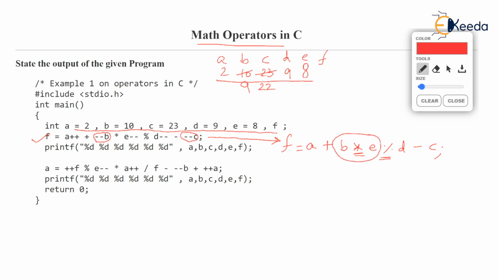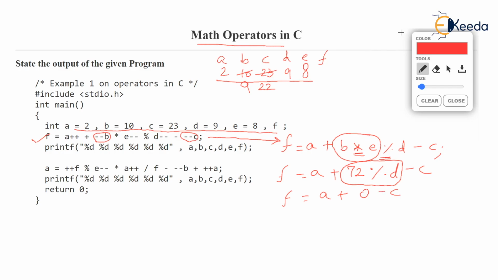So as you see in the table, b is 9 and e is 8. So 9 8s are 72. This part evaluates to 72. So we have f is a plus 72 percent d minus c. Now plus, percent and minus remain, but percent has higher precedence. So 72 percent d will be done, and d in the table is 9. So what is the remainder if you divide 72 by 9? 9 8s are 72, so the remainder is 0. So what's pending is f becomes a plus 0 minus c.